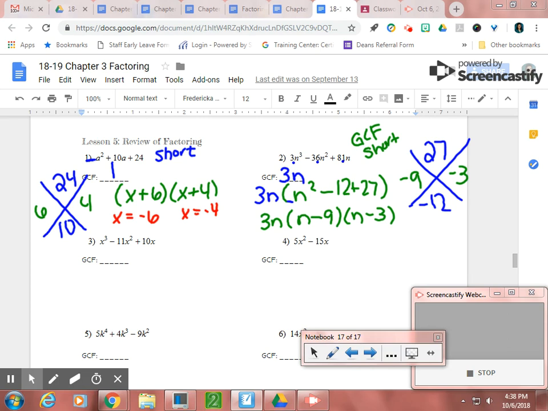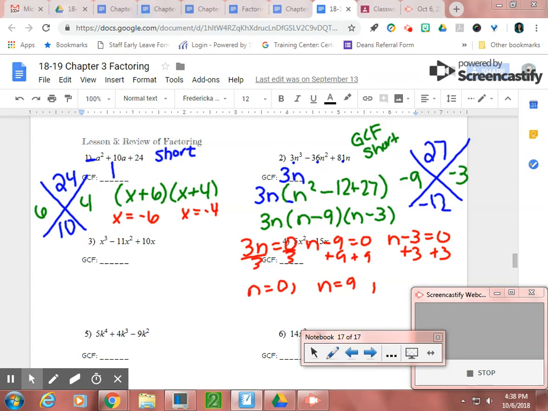So if you were going to find exact solutions for this, you would set each of these equal to 0 and solve them. Well, when you divide this, you're still going to get 0. When you add this, you'll get 9. And when you add 3, you'll get 3. So you have 3 different solutions to this one.